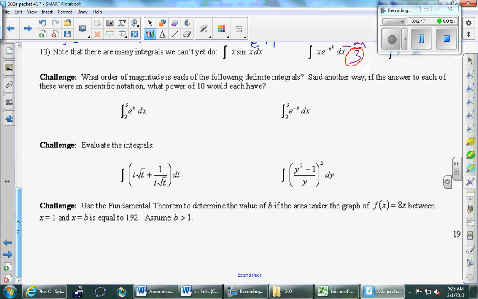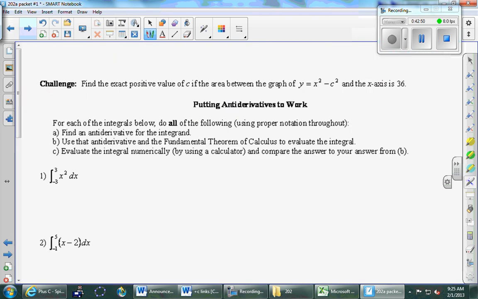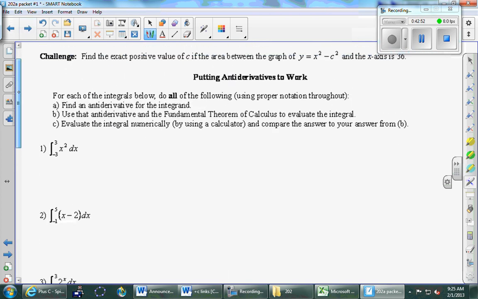All right, so there are some challenge problems there. I'd encourage you guys to start with the group work on the next page, putting antiderivatives to work. 3 things you're going to do with each of them. There is an answer key that follows, and I'll walk around and help.